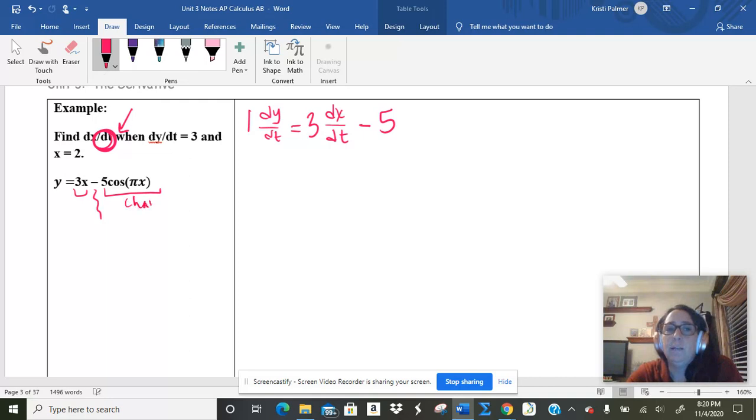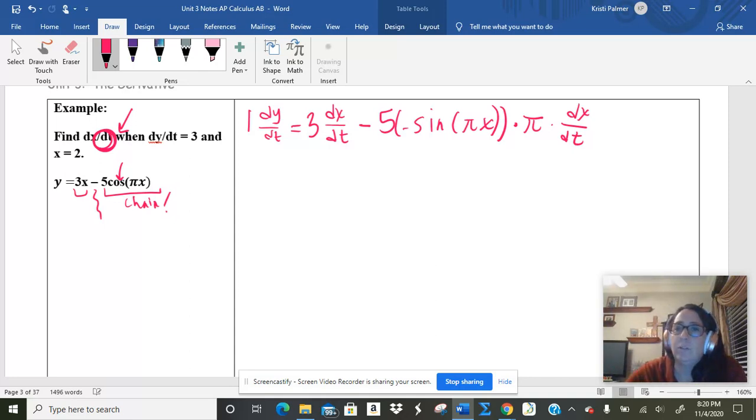Ooh, we've got a chain. Derivative of the outside. Leave the inside alone. Times the derivative of the inside. And I took the derivative of x with respect to time. So now it's telling me I want to solve for dx dt when dy dt is 3 and x is 2. So I'm going to go ahead and plug those in, and then I'll go solve.